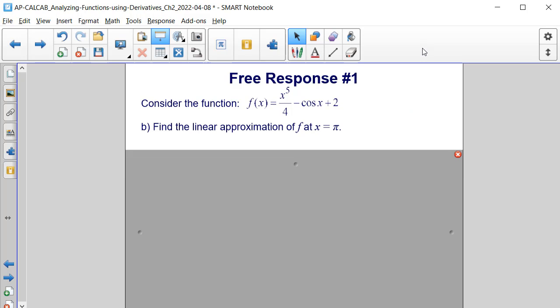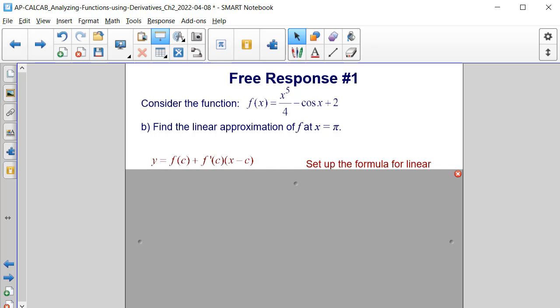Now let's look at part B. Find the linear approximation of f at x equals pi. Well, we know that the formula for linear approximation is that y is equal to f of c plus f prime of c times the quantity x minus c. And remember, this comes from point slope. So it's your y1, or the function evaluated at that c value, plus the slope, which is the derivative of our original function evaluated at c, times x minus c.